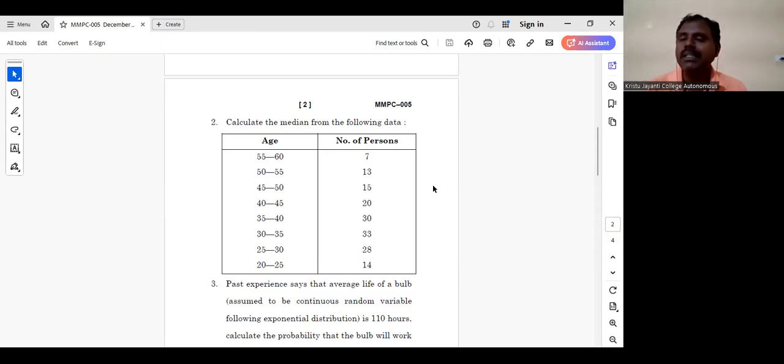Second step, you have to calculate the less than cumulative frequency. You know how to calculate the less than cumulative frequency, no? The first value you keep as it is, then one by one you add. For example, 14 you keep as the first value. Then the second value: 14 plus 28, how much will you get? 42. Then the next value, 42 plus 33, you'll get 75. 75 plus 30, 105. Like that you calculate the less than cumulative frequency. Up to this, everybody clear?